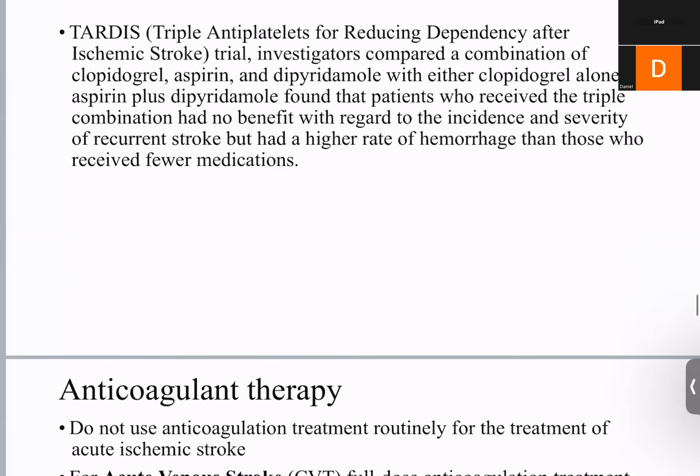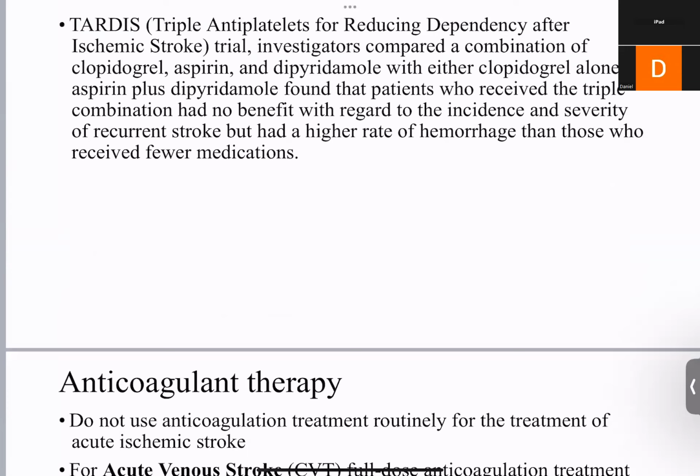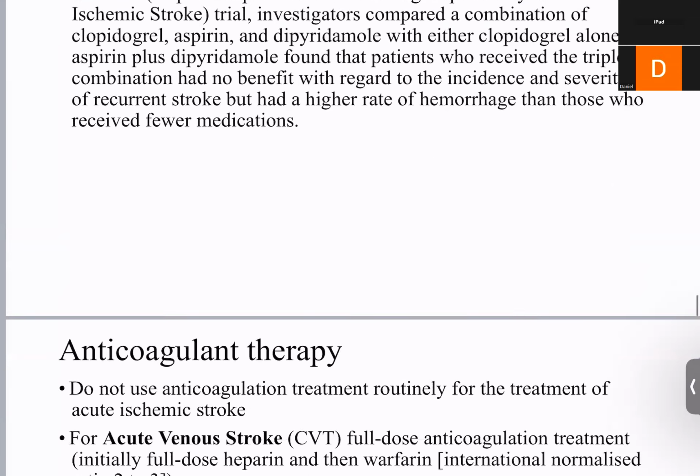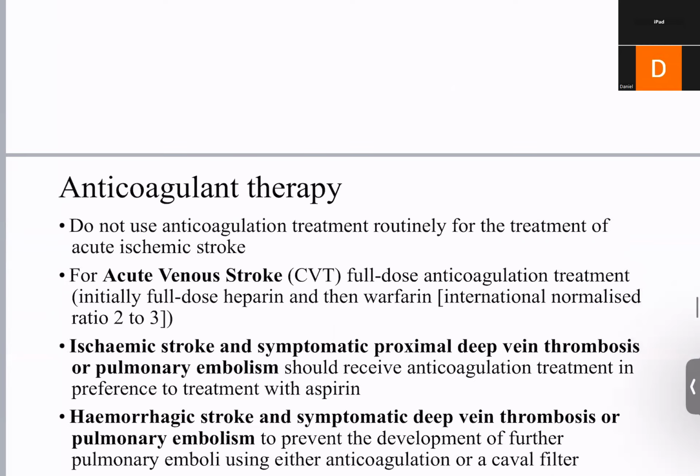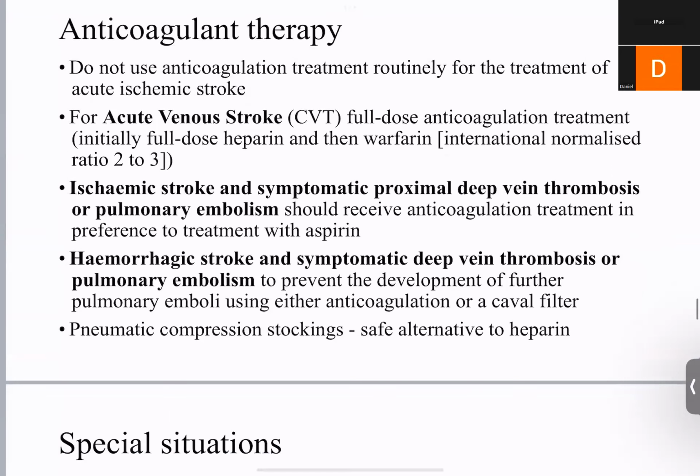And we have the TARDIS trial, that is triple antiplatelet therapy, that is clopidogrel, aspirin, and dipyridamole combination. Again, the risk of hemorrhage was higher, so it is not advocated. Moving on to anticoagulant therapy.